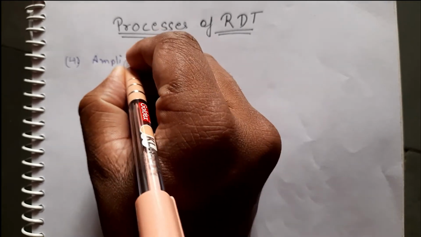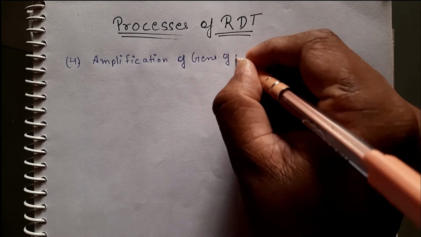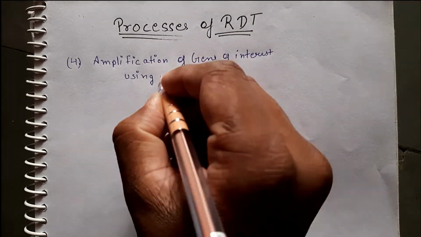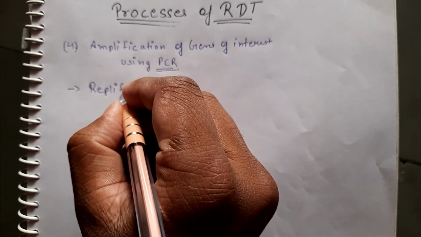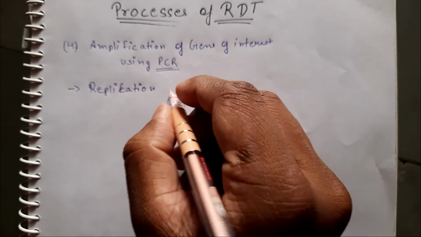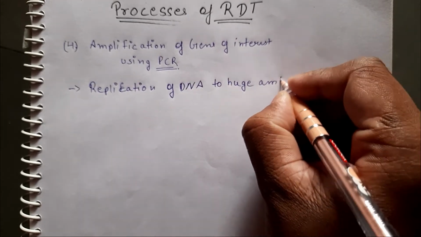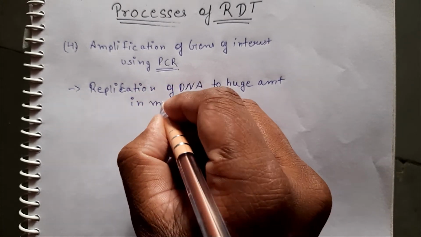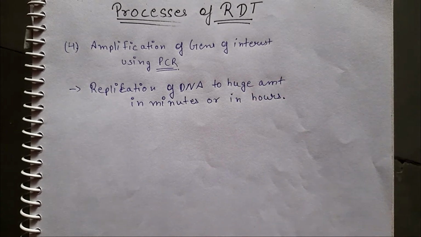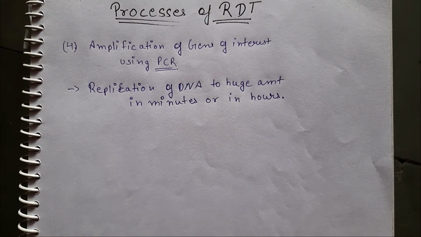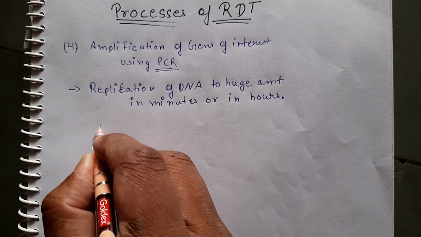So the fourth process is amplification of the gene of interest using PCR. As we know, we can extract only a little amount of DNA from a bacterium, because bacteria are already very small and the DNA present inside them is also little. So we have to amplify the DNA extracted from that bacterium. For this purpose, we use PCR. PCR is a technique for replicating DNA to a huge amount in minutes or hours.